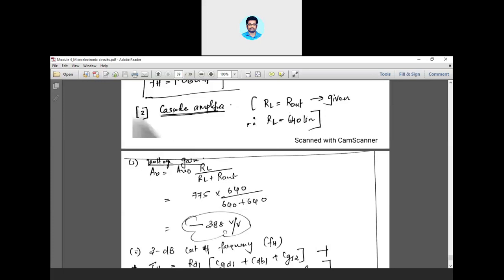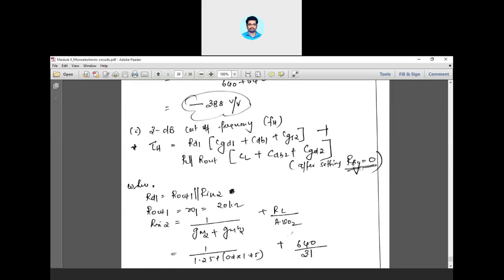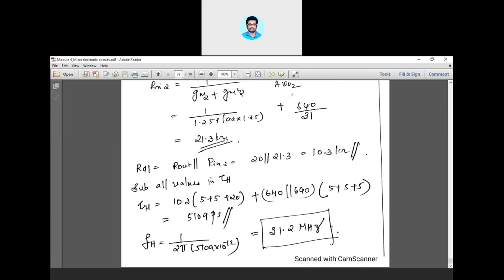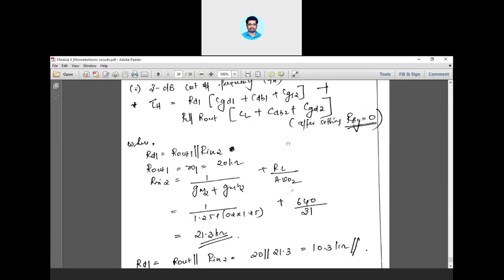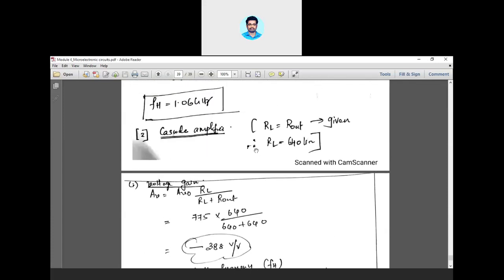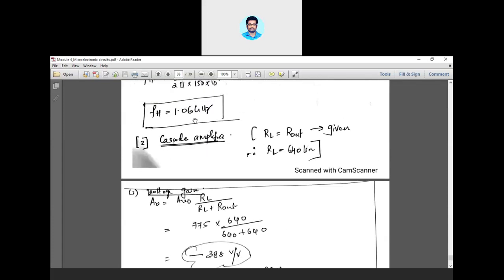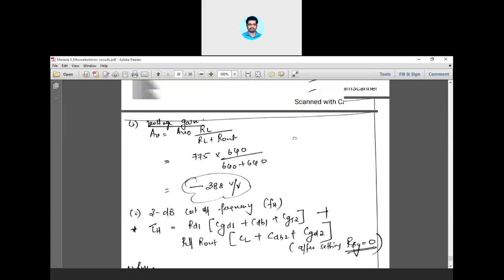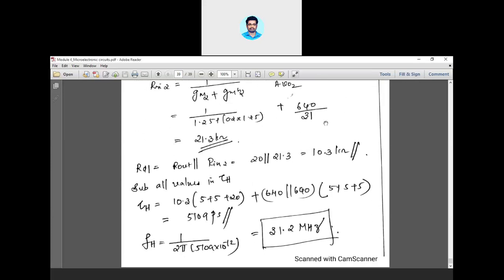At the same time, when you look at the cutoff frequency, again you set RC equal to 0, write the main equation, and in that set RC equal to 0, derive the equation for tau h, derive all the parameters and substitute and find the value of fh. You will get 31.2 megahertz. So the earlier cutoff frequency of common source was 1.06 gigahertz, isn't it? But now the cutoff frequency has decreased from 1.06 gigahertz to 31.2 megahertz.